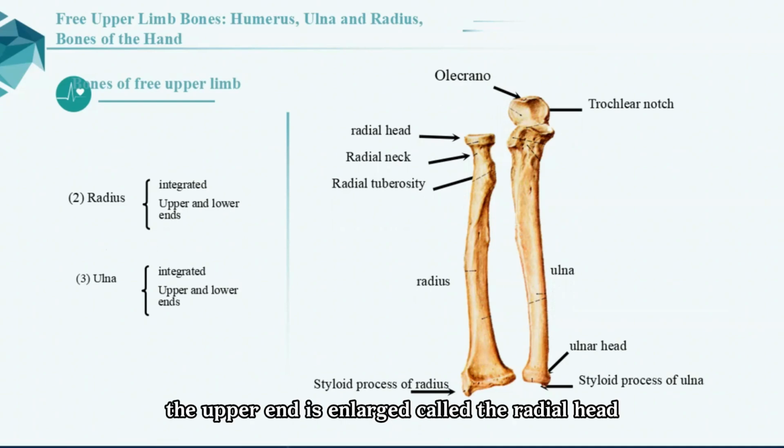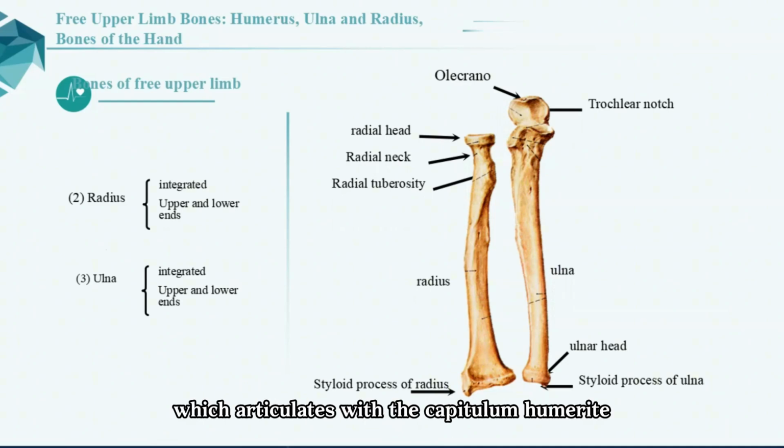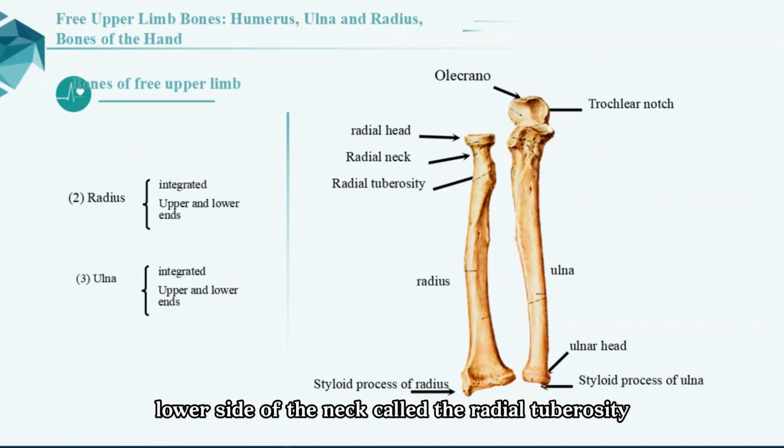The upper end is enlarged, called the radial head. There is an articular fossa on the upper surface of the head, which articulates with the capitulum humeri. The surrounding circular articular surface articulates with the ulna. The part below the head is slightly thin, called the radial neck. There is a protrusion on the medial lower side of the neck, called the radial tuberosity.